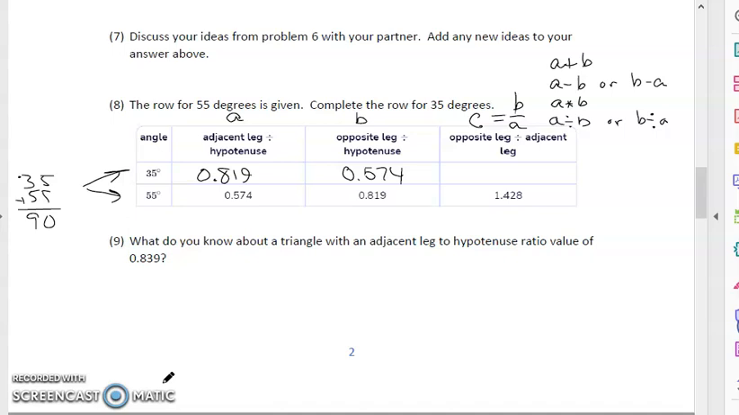So if I take 0.819 divided by 0.574, I should get approximately 1.428. And if I take 0.574 divided by the 0.819, I should get the first answer. It's an approximation of it. So 0.514 divided by 0.819 gives me about 0.628.